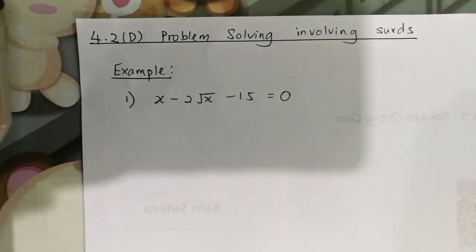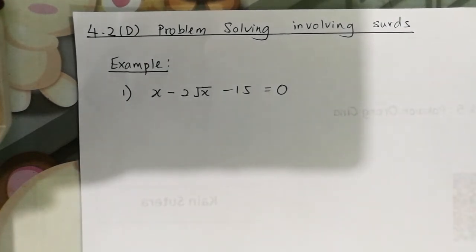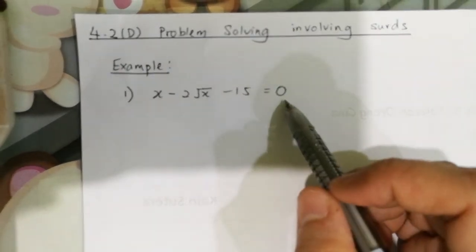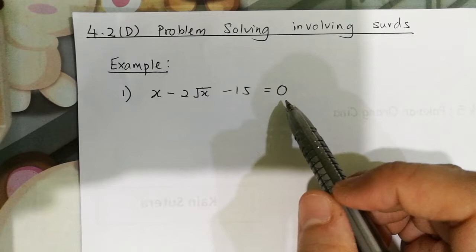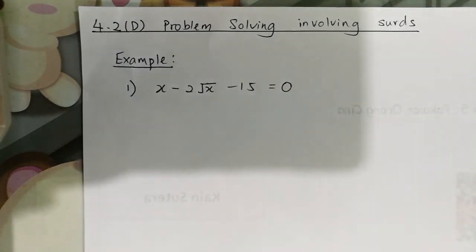Okay, the last part of the chapter, the last part of 4.2, is to solve the problem when you have the root inside. Solve means equals to 0 here. You have to find the value of x. So how to get the value of x? Okay, this is what you have to do. First thing, you must remove the root. If you cannot remove the root, you have to let the root equal to some other thing.